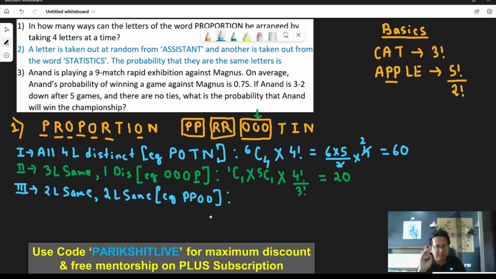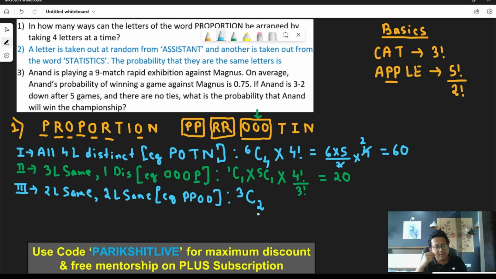If you have to have 2 letters same, it has to be among P, R, and O. It cannot be a T, it cannot be an I, it cannot be an N. Why? There are no two T's, no two I's, no two N's. So you have got three options, P, R, and O. It can be two P's, two R's, or even two O's. Among P, R, and O, select two of them.